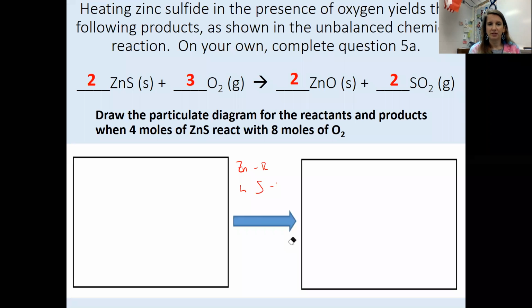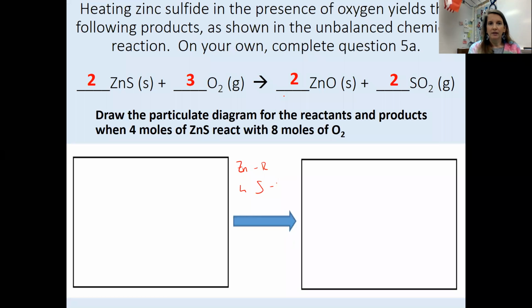Let me stop sharing for a second. Let me share back this again. It wants to keep my annotations for some reason. I'm going to make sulfur blue.